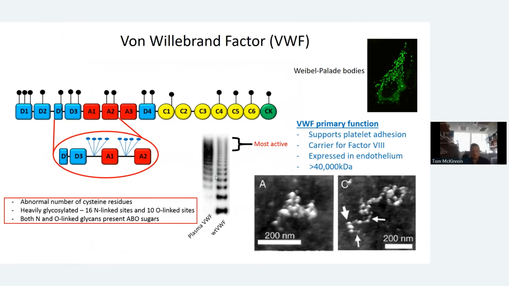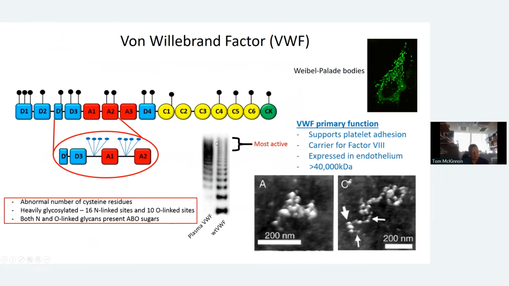So where does Willebrand factor come into all of this? Well, VWF is a large multimeric plasma glycoprotein. In fact, it's one of the largest circulating proteins that we have. Within our vascular tree, it performs two major functions. It's the carrier molecule for factor VIII, but most importantly, it supports platelet adhesion to these damaged vessel sites under high shear stress. It's expressed within the endothelium, and it can range in size to a massive 40,000 kilodaltons, like I said, making it one of the largest circulating proteins.